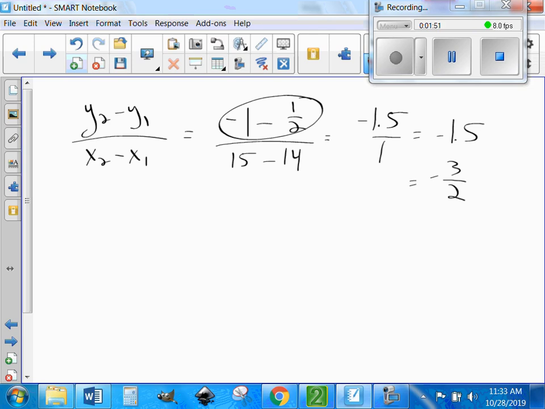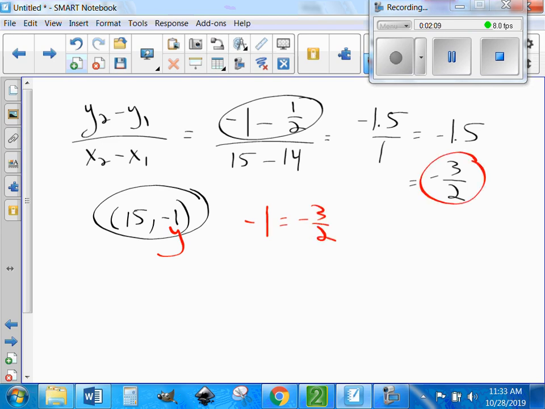Then to get the b value, I have to pick one of my original points to be the x and the y to then solve for b. So I'm going to choose 15, negative 1, just because there's no fractions. And I'm going to plug that into y equals mx plus b. So we have y equals m, here is our m, times the x, which is 15, plus b.